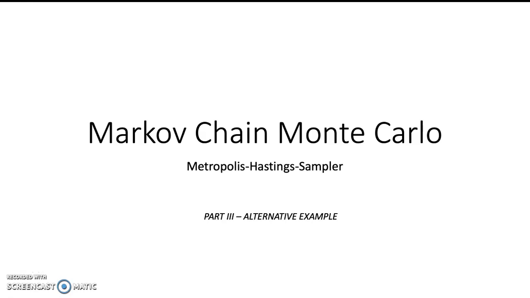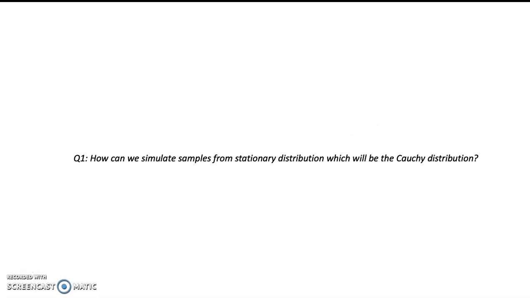Hello everyone. So today we're talking about the Markov chain Monte Carlo Metropolis-Hastings sampler. And in part 3, we're taking a look at an alternative example. So the question is, how do we simulate samples from a stationary distribution, which will be the Cauchy distribution?